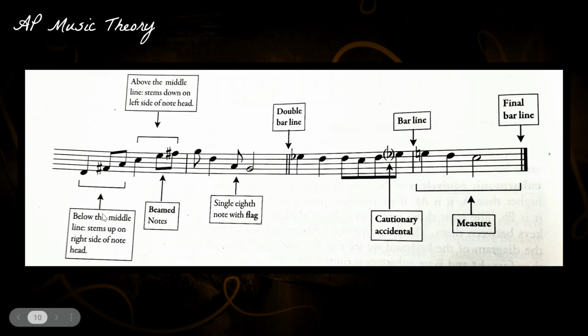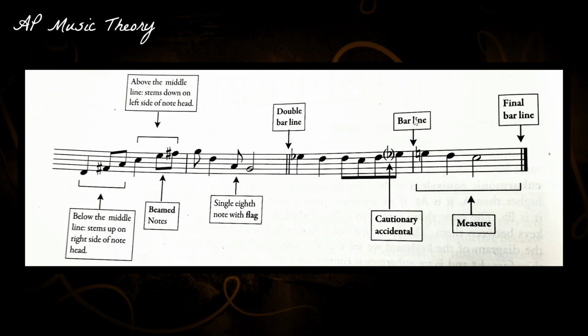We can see here, below the middle line, stems up on the right side of the note head. We have some beamed notes together as a unit. Above the middle line, stems down on the left side of the note head, a single eighth note with a flag, double bar line. We have a cautionary accidental, which is there to make sure that the person playing or singing still knows that it's an accidental there from earlier.